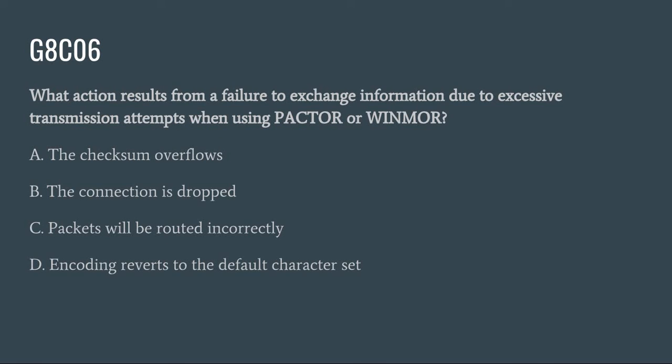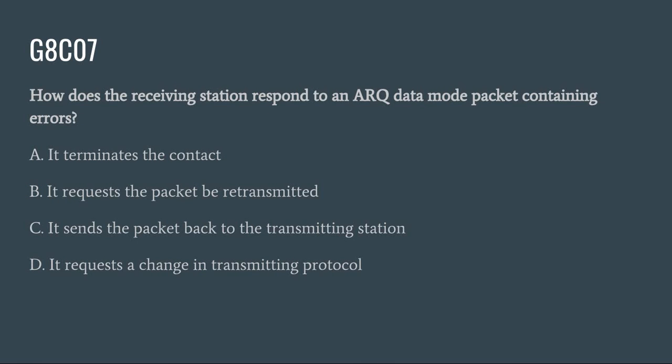G8C06. What action results from the failure to exchange information due to excessive transmission attempts when using Pactor or Winmor? A. The checksum overflows. B. The connection is dropped. C. Packets will be routed incorrectly. Or D. Encoding reverts to the default character set. And the correct answer is B. The connection is dropped.